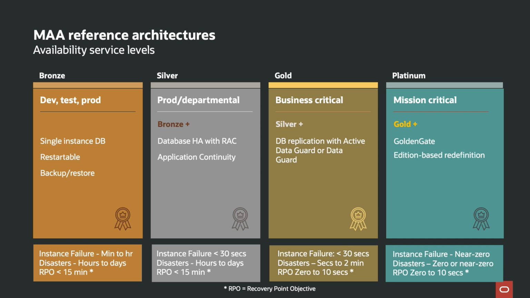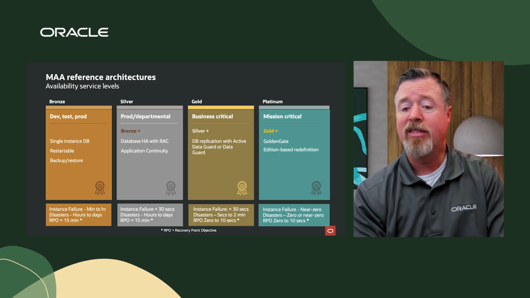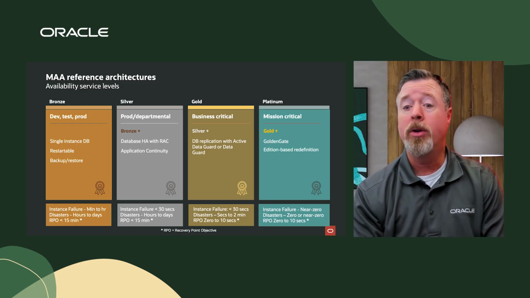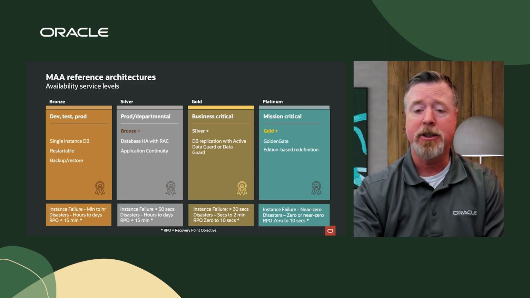And we can see that represented in our instance failures and our disasters as well, that we have a whole secondary site up and running to give us that near zero RTO. And then we have our RPO of 10 seconds, exactly the same as with gold, because Data Guard and Active Data Guard are still in the picture providing that level of protection.